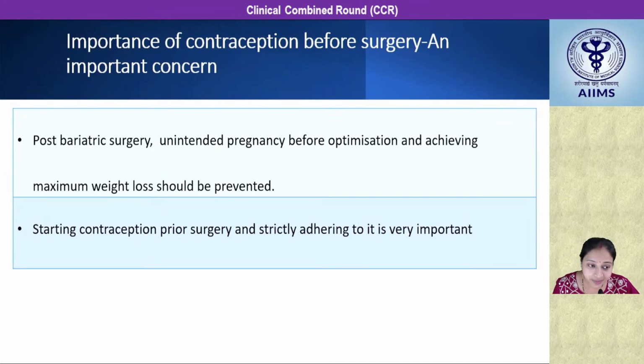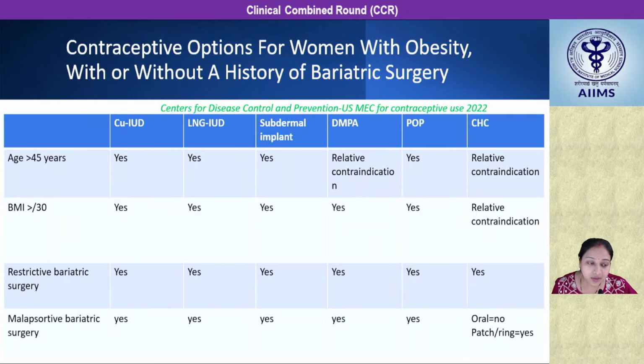Contraception is given very much importance before surgery, because before optimization, the pregnancy should not happen, and so starting contraception prior to surgery and strictly adhering to it is very important. Coming to contraceptive choices, we know LARC is very well favored, but combined hormonal contraceptive pills can be given in patients with restrictive bariatric surgeries.